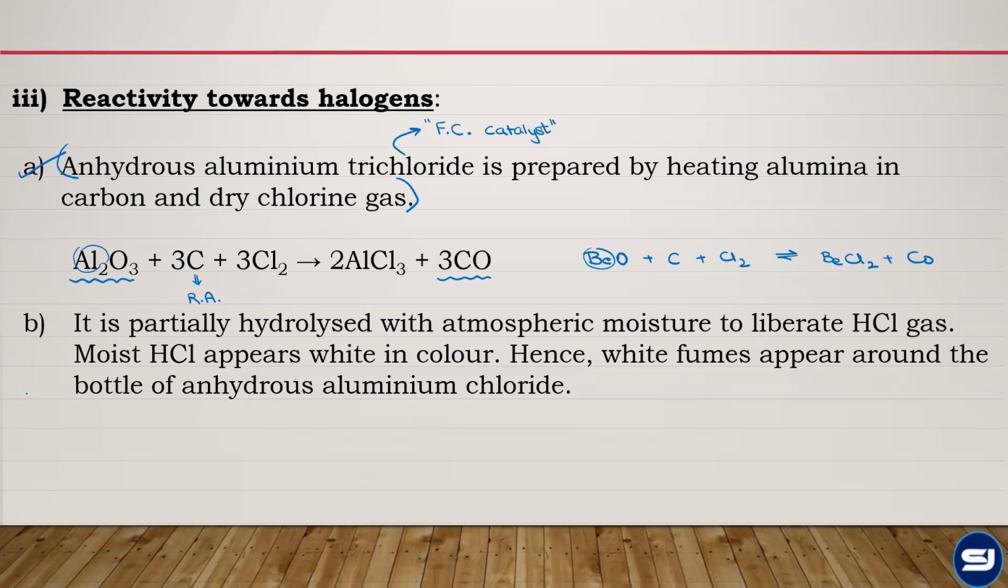Then it is partially hydrolyzed with atmospheric moisture to liberate HCl gas, and moist HCl appears white in color, hence white fumes appear around the bottle of anhydrous aluminum chloride. तो जो anhydrous aluminum chloride जो भी बॉटल में प्लेस करते हैं उसमें से व्हाइट फ्यूम्स अपीयर होते हैं. तो ये पूछा जाता है कि वो व्हाइट फ्यूम्स किसकी वजह से होता है? इट इज ड्यू टू द हाइड्रोजन क्लोराइड और हाइड्रोक्लोरिक एसिड इन द गैसियस फॉर्म, क्योंकि वो पार्शियली हाइड्रोलाइज हो जाता है, एंड इन दैट प्रोसेस इट हैज अ टेंडेंसी टू लिबरेट द HCl गैस. क्लियर?